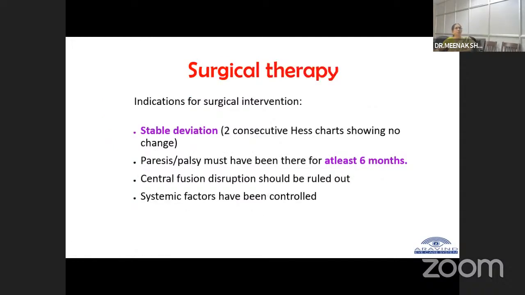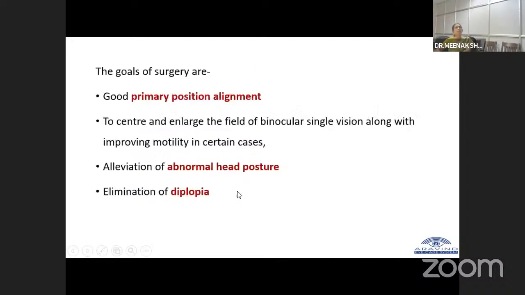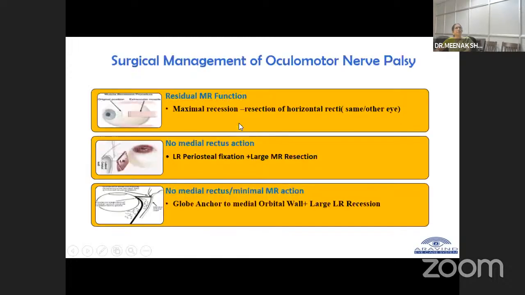So coming to the important topic of indications for surgical therapy, which I will be concentrating on. The main thing is you have to have a stable deviation, at least 2 consecutive charts showing no change, and it should have been there for at least 6 months. And systemic factors have to be controlled. The primary goal is primary position alignment and alleviation of the abnormal head posture, and elimination of diplopia, and not last but the least, an enlarged binocular single vision field.